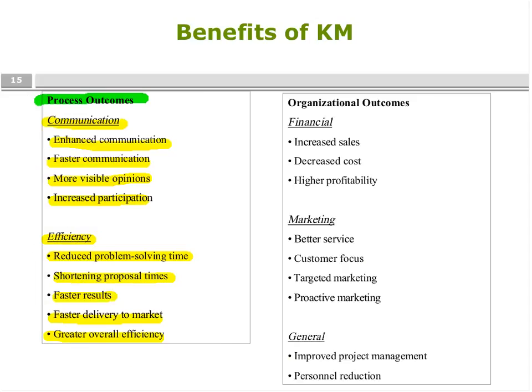Now, look at the benefits of knowledge management as organizational outcomes. We have financial, we have marketing, and we have general benefits in organizational outcomes. Sales increase, you get more money. Costs decrease, you get more money. Profitability is higher. It's all financial benefits of knowledge management as organizational outcomes.